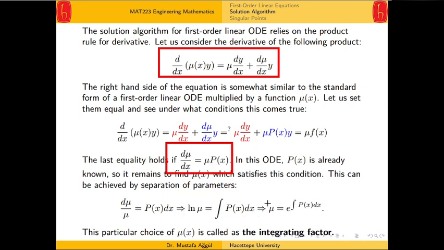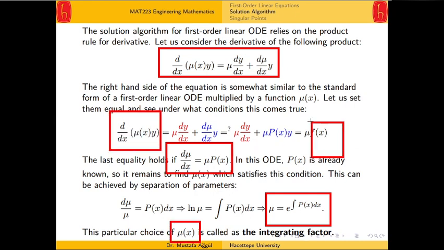So this is our mu function. This particular choice of mu of x is called the integrating factor. Now to summarize, if we choose mu equal to that function e to the integral p of x dx, then we can say this is equal to that. This will be very useful for solving the first order linear ODEs.